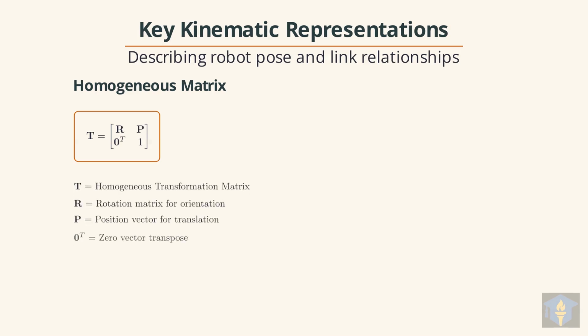The symbol T here stands for the homogeneous transformation matrix, representing a complete pose in space. R denotes the rotation matrix, which defines the orientation of the robot's coordinate frame. P is the position vector, indicating the translation or location of the robot's coordinate frame. The term zero-vector transpose, or zero-vector T, ensures the matrix maintains its homogeneous structure.